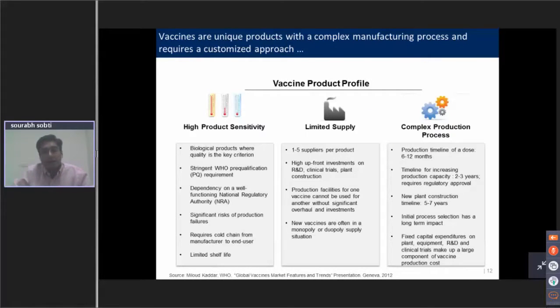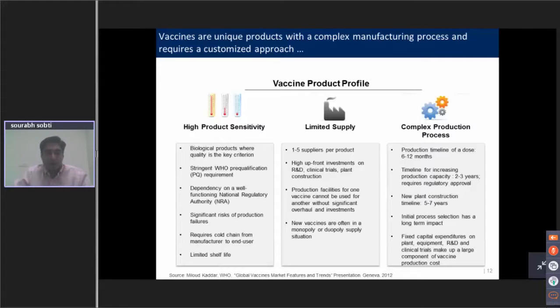In this slide, we would like to show that vaccines are unique products with a complex manufacturing process and require a very customized approach. Vaccines are highly product sensitive. They are biological products where quality is a key criterion.